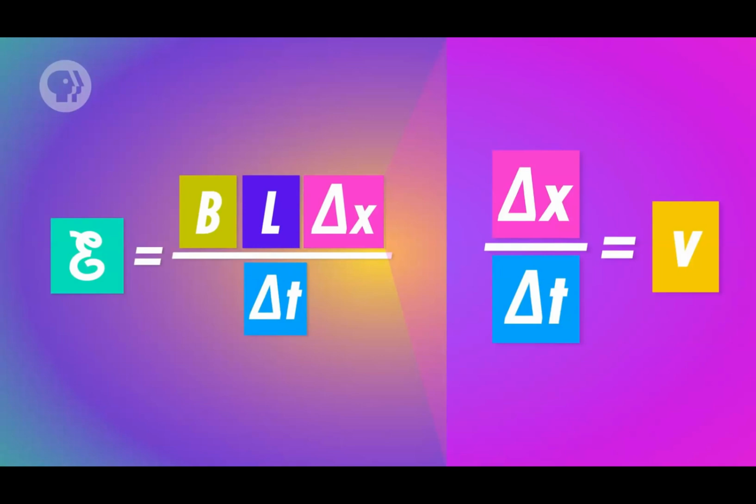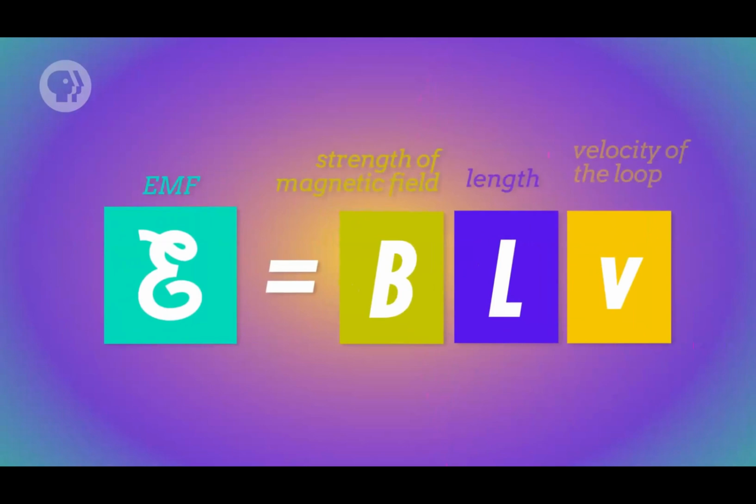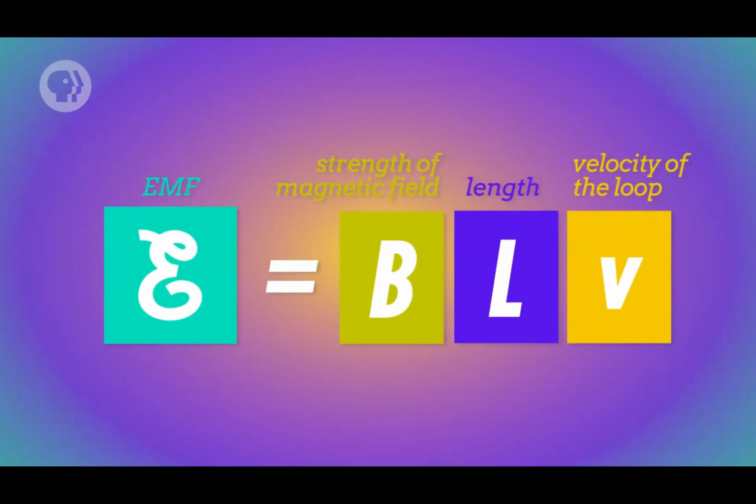It's just equal to the velocity of the loop as you move it out of the magnetic field. So when you move a loop of wire in or out of a magnetic field, the strength of the induced EMF is equal to the strength of the magnetic field times the length of the loop times the velocity of the loop. Using a magnetic field to induce a current is useful for all kinds of reasons. We'll talk about some of the main ones next time.